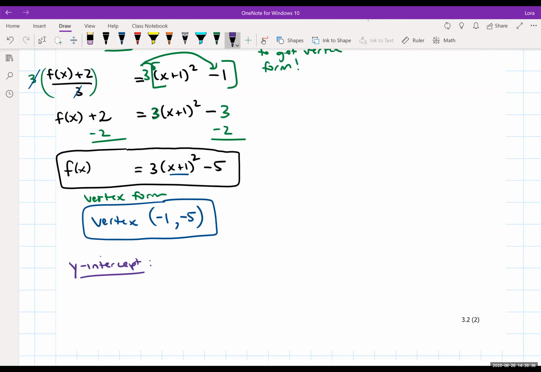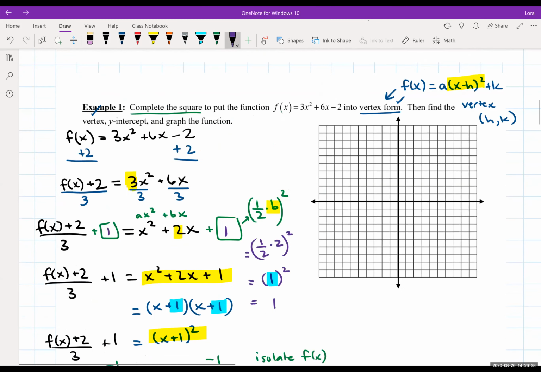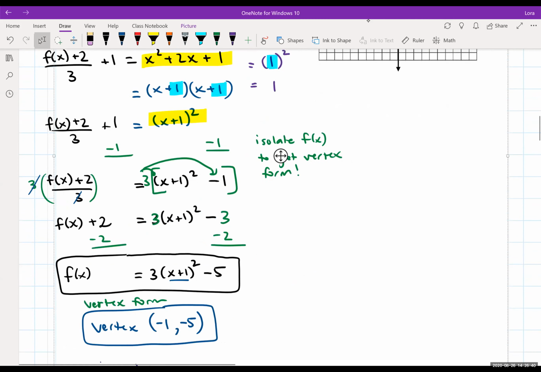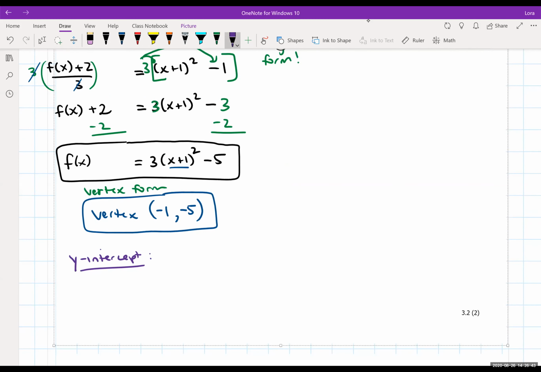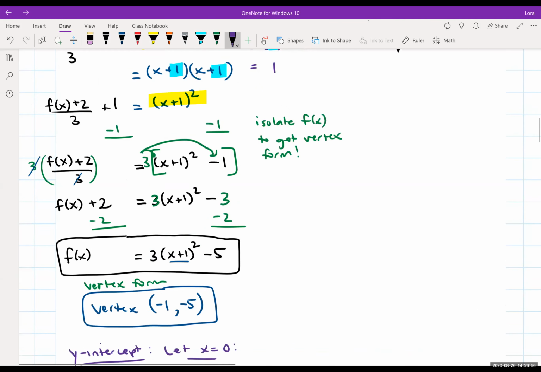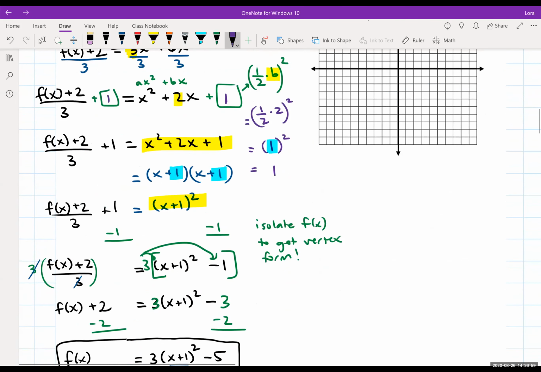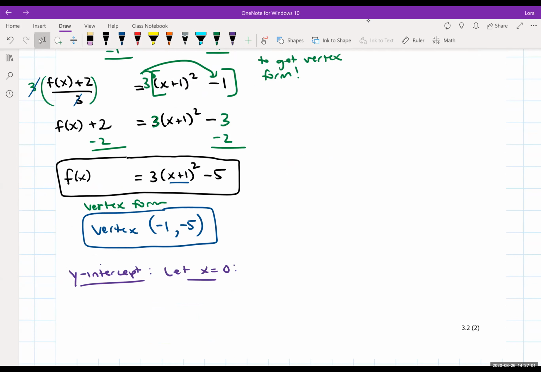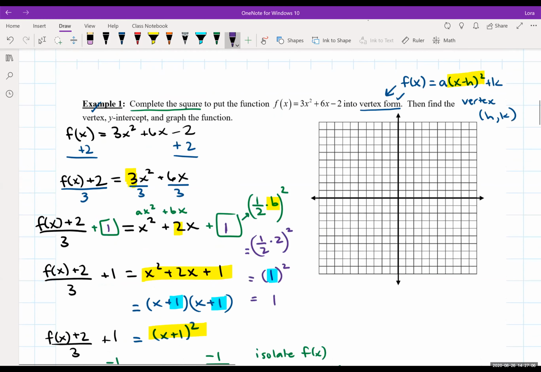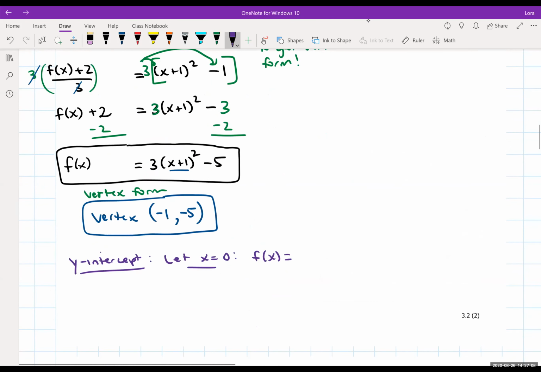Sometimes I like to look at the general form. It's a little nicer. If you remember what y-intercept means, it means the y value when x is equal to 0. In other words, where do you cross the y-axis? So we would let x equal 0. You could do it in either form, but like I said, I like the general form because it's a little quicker to compute. So our general form was f of x equals, I'm going to scroll back up just so I can see it, 3x squared plus 6x minus 2.